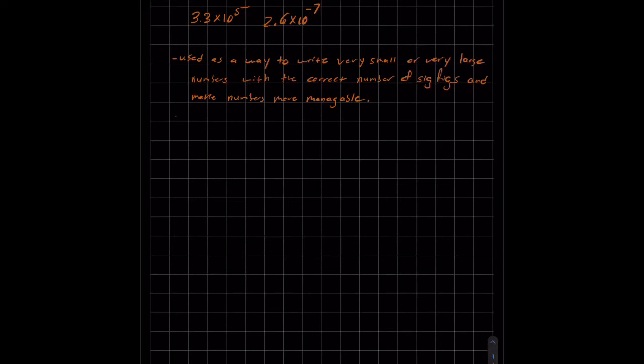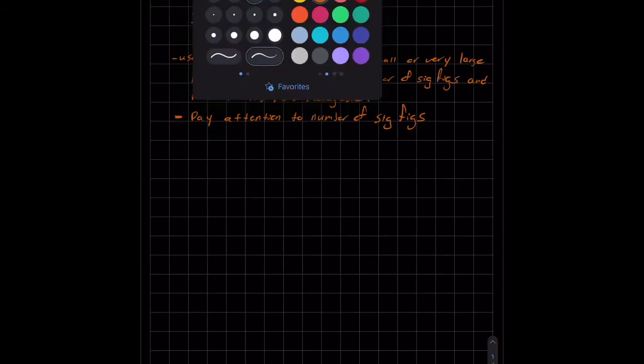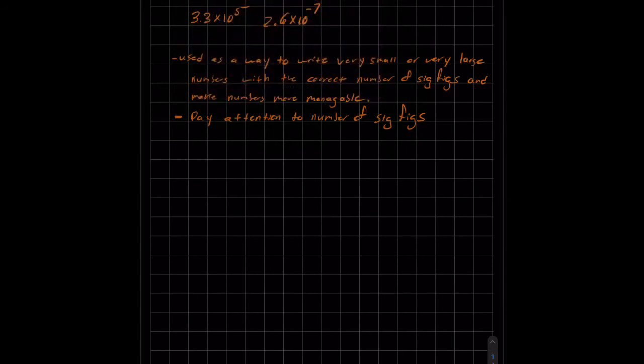With scientific notation, we've got to pay attention to the number of sig figs when we're writing in scientific notation. So let's just look at an example of what I mean. The first number we're going to look at here, and let's change colors. Actually, for Breast Cancer Month, let's do the bright pink.